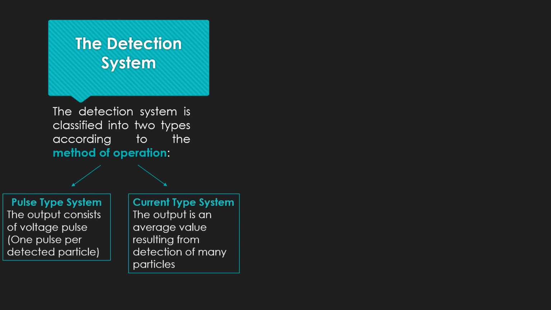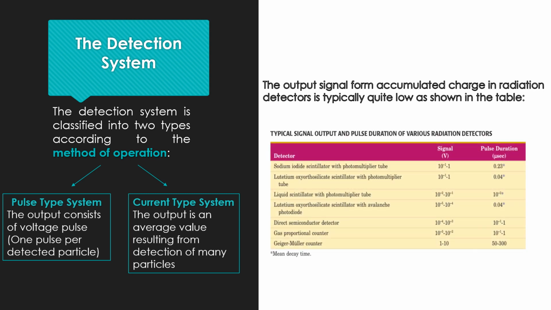So the pulse type, we have one pulse per particle. The current type system, we have average for many particles. Here I want to note that if we can see in this table, for example, for the direct semiconductor detectors, the pulse duration is very low, it's a microsecond, and the signal voltage is also very low.